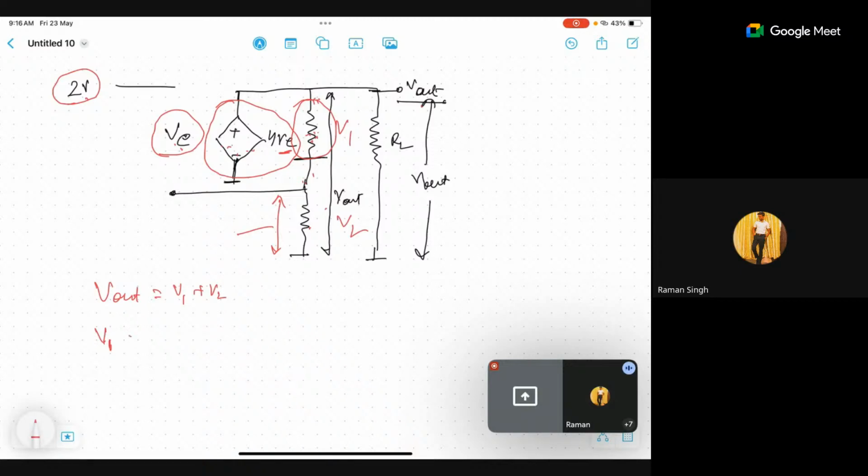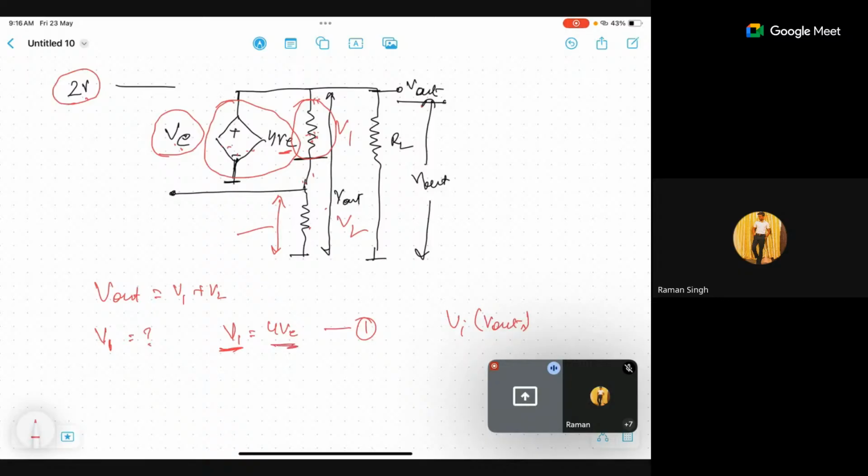Yes, sir. Okay. You can calculate the V1. Now, this V1 is equal to 4VE. This is your first equation. This V1 is basically in terms of V out. So this one is the V out and this is 4VE.